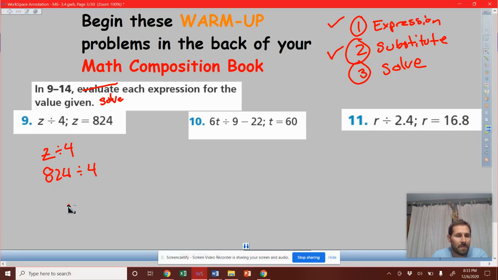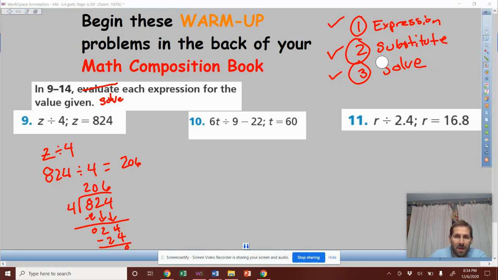So we're going to do 824 divided by 4. We got to do this in chunks. How many 4s go into 8? 2. 4 times 2 is 8. So we'll subtract that and get 0. Then we can bring down the 2. How many 4s go into 2? 0 of them do. Then we can bring down the 4. How many 4s go into 24? 6 of them. 4 times 6 is 24, and it's perfect, so we have 0 left over. So our answer to this question, after we evaluate, is 206. So we've done the expression, we substituted, and we solved. I'm going to erase those so we can go on to the next problem.